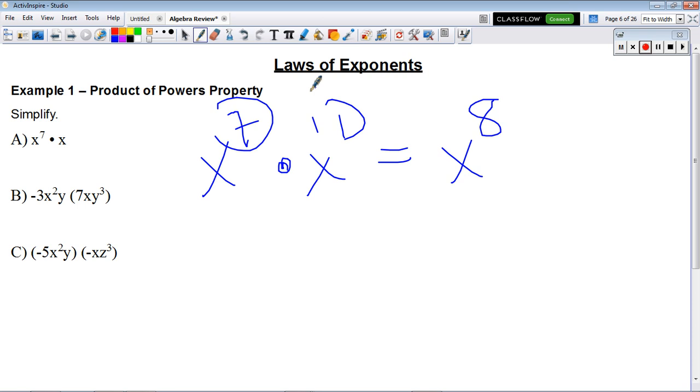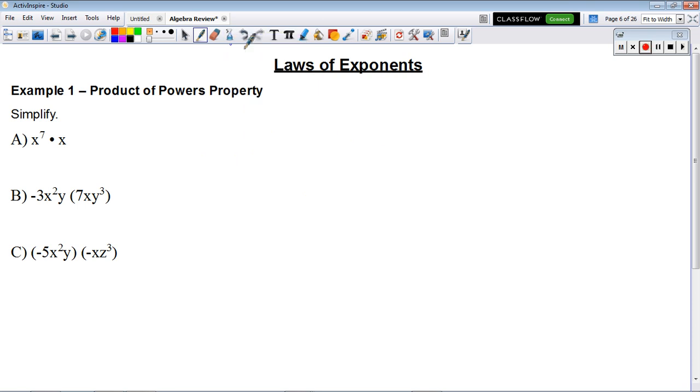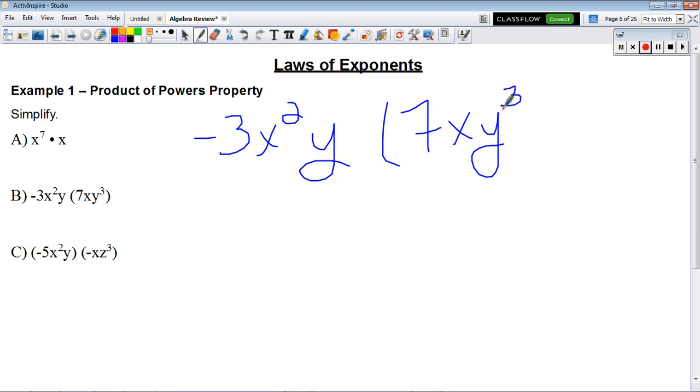So that's part A. For part B, I have the same thing here, although with this one I have two different variables and some coefficients. So I have this negative 3x squared y times 7xy cubed. With this right here, what I want to do is multiply together the parts that are the same. So first I'm going to start with the coefficients. Negative 3 times 7, that's negative 21. And then I have the x's. So when I got x squared times x, remember that's x to the first, since the variables are the same, the shortcut there is to add the exponents. So x squared times x to the first would be x cubed.